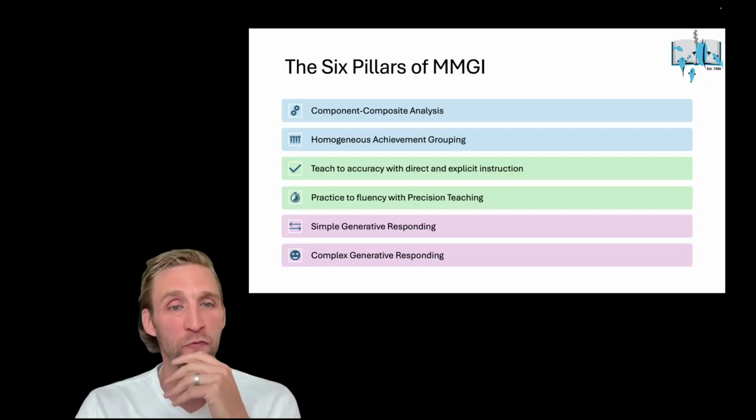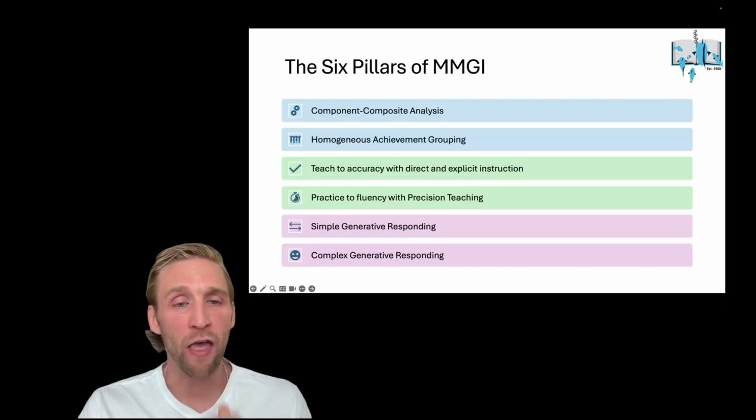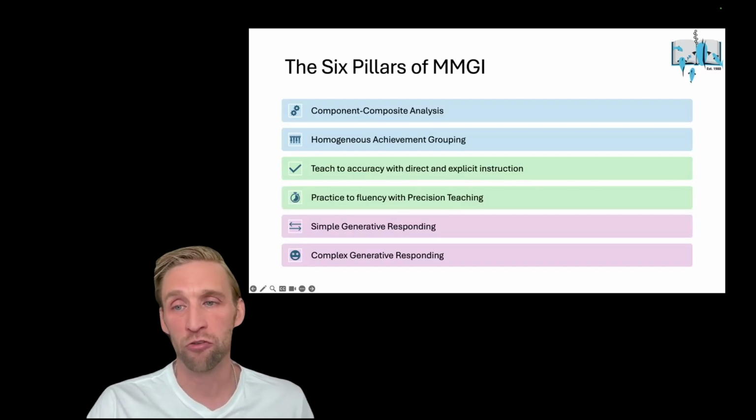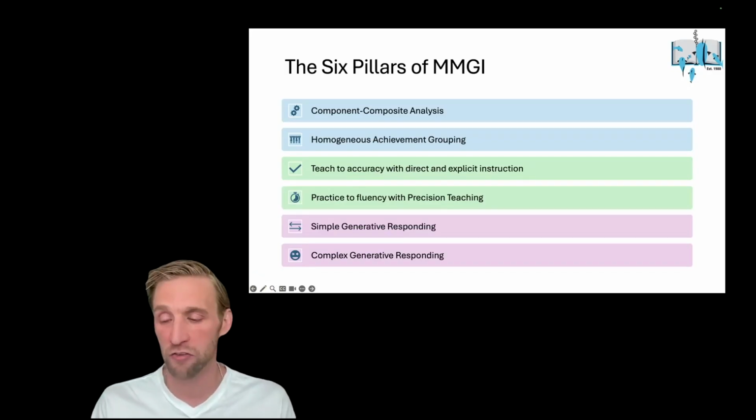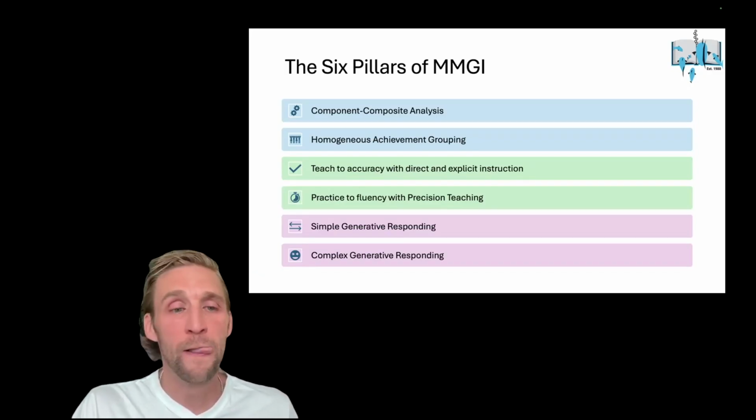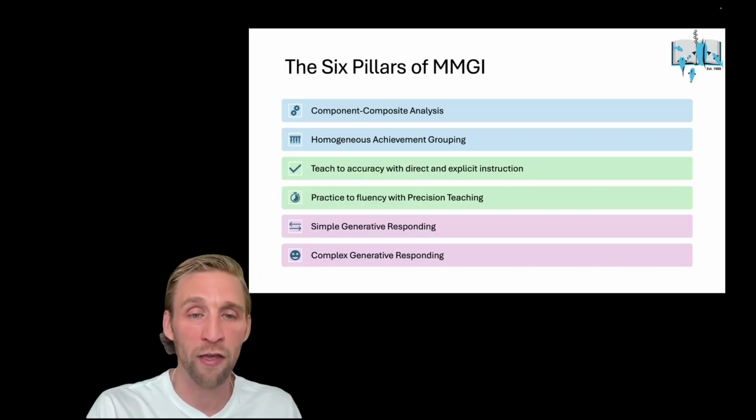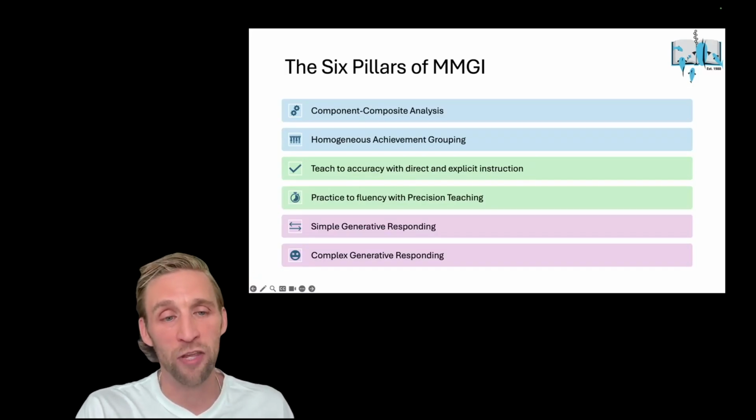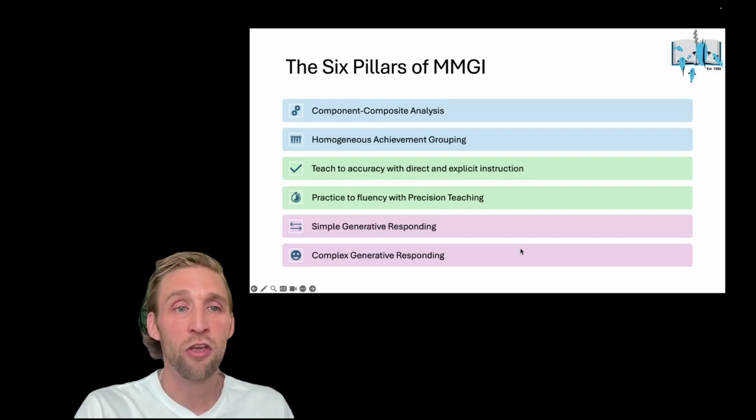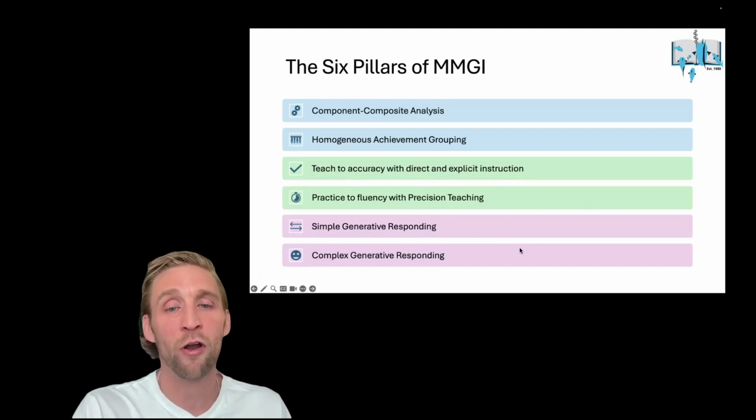So these bottom 4 here I think are becoming more and more the way people talk in school, which I appreciate. So teaching to accuracy, practicing to fluency. We talk about generalization as simple generative responding. I won't get into the why about that now. And then adaptation, we talk about as complex generative responding. So these are often the practices that people are getting turned on to more and more.